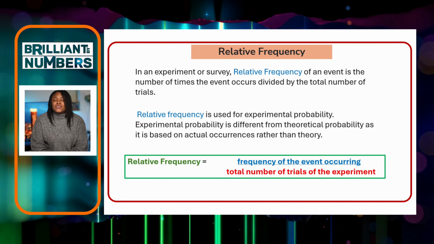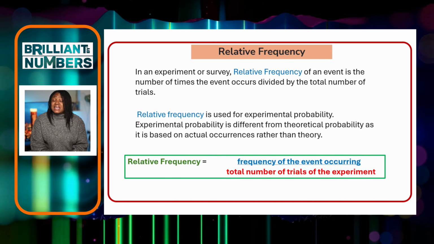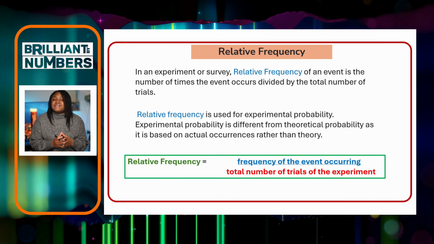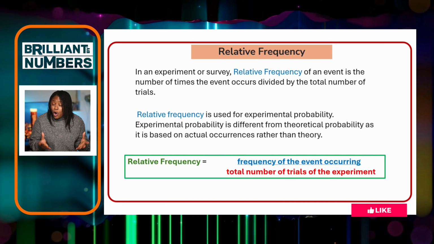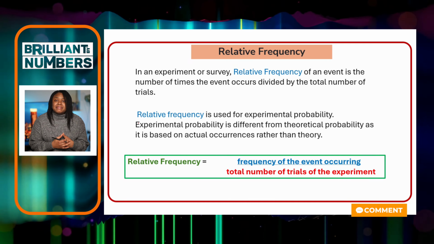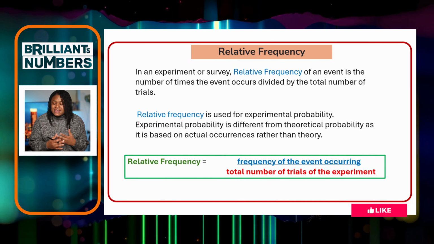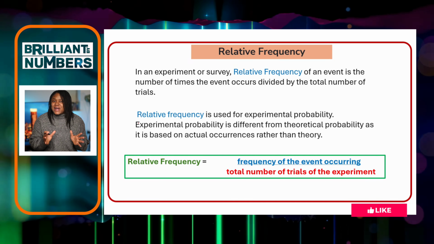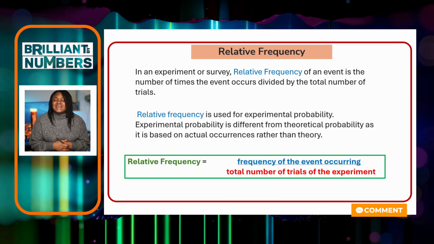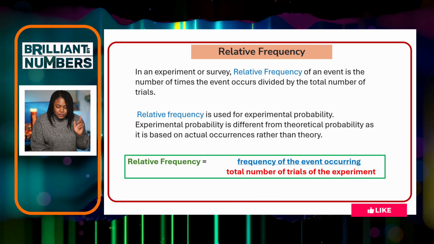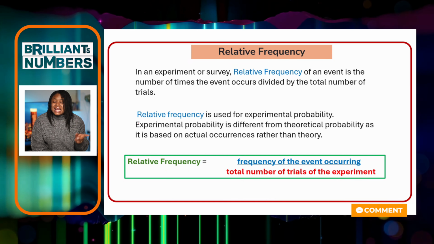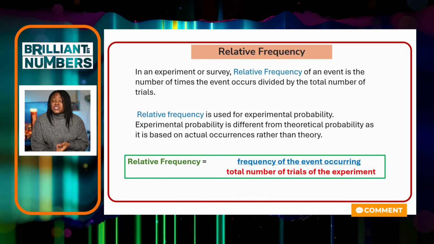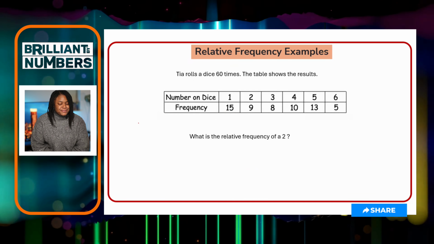Now, to calculate our relative frequency, the formula is that relative frequency is equal to the frequency of the event that we're looking at, how often does it occur, divided by the total number of trials in that experiment. So it's a good thing for you to pause the video and write the formula down, and then we're going to look at some questions. So frequency of the event occurring divided by the total number of trials that we have conducted in that experiment.